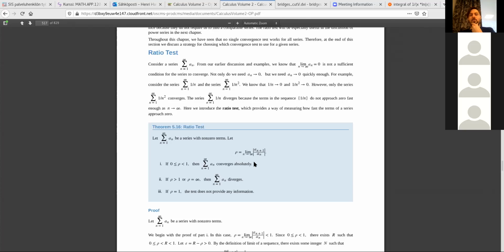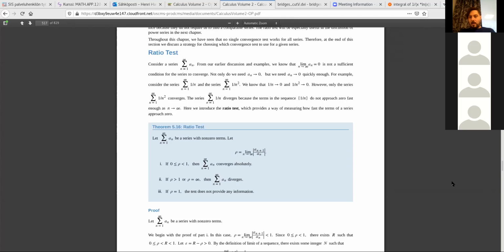If this ratio is equal to 1, we just don't know. We won't be able to tell. See, let's take the superharmonic series. We have (n+1)^2 over n^2, right?